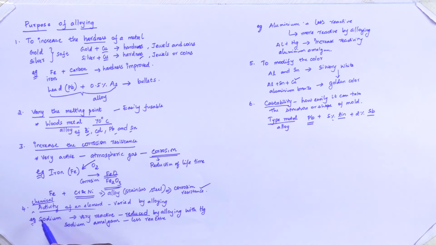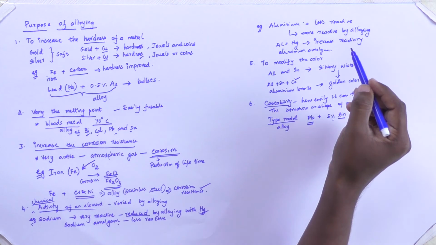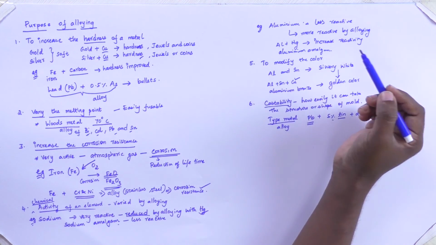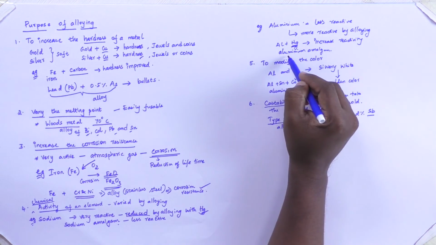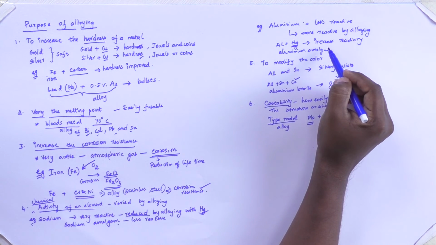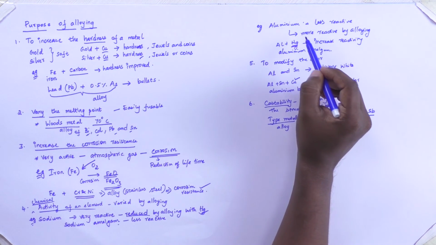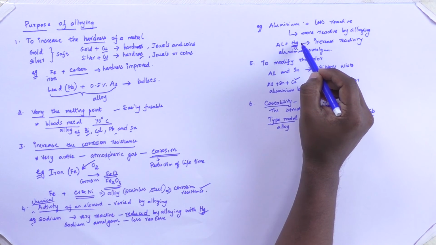And in the fourth case, we discussed the chemical activity of an element. Sodium, whose activity is reduced by mixing it with mercury, making sodium amalgam. And in the other case, aluminum, which is again an alloy with mercury. So in aluminum amalgam, the reactivity is improved on making it an alloy.